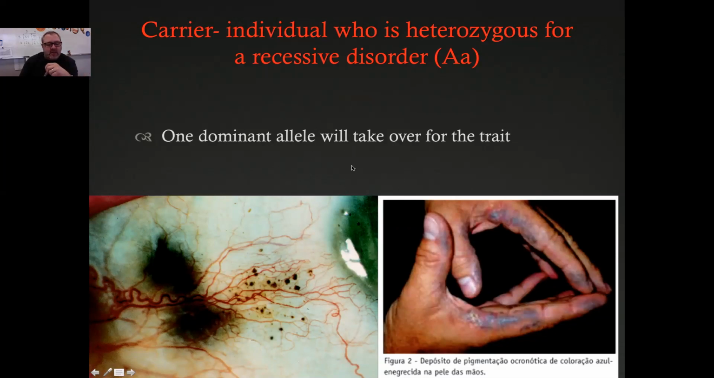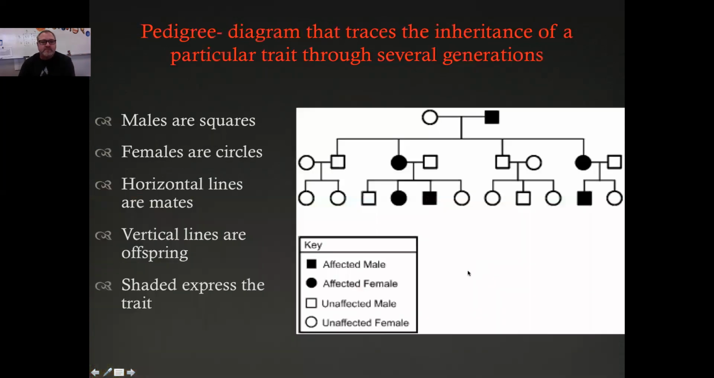Some other things that alkaptonuria was causing were these black spots in the sclera of the eye, and also certain areas in the hands that are darker colored. Okay, so we can look at what's called a pedigree, and this is a diagram tracing how these traits are inherited through several generations, okay?